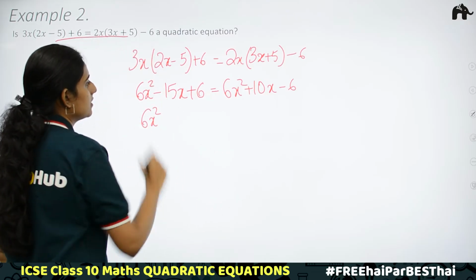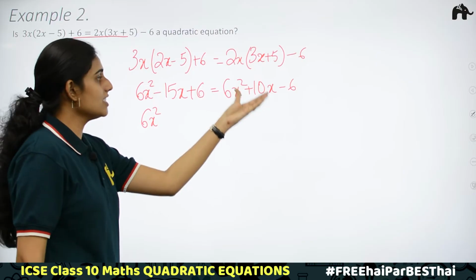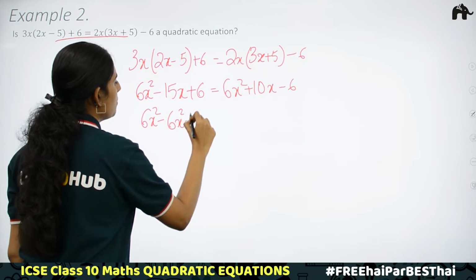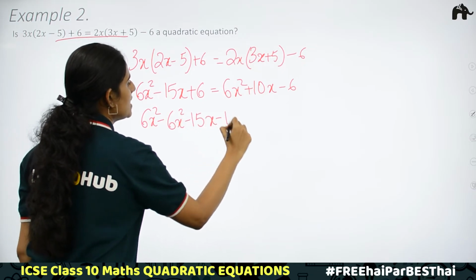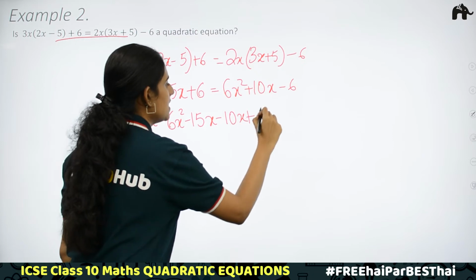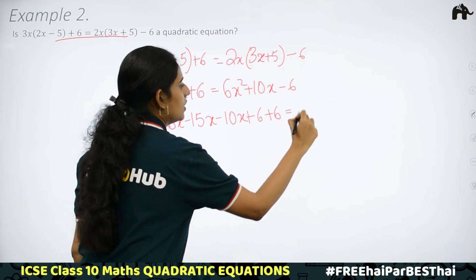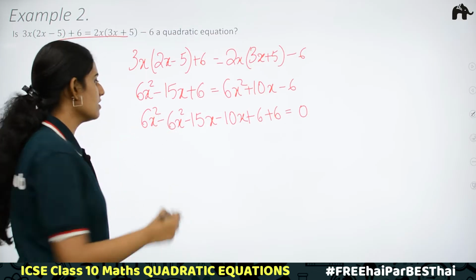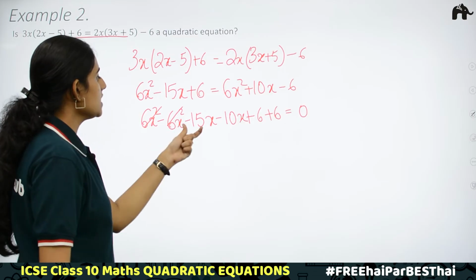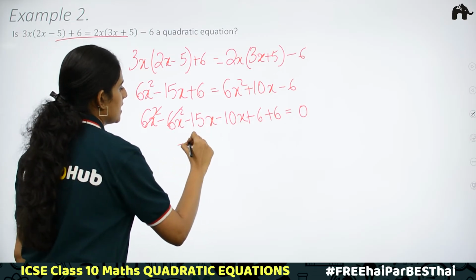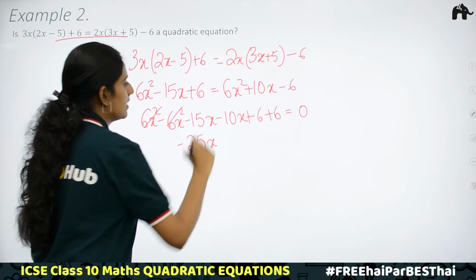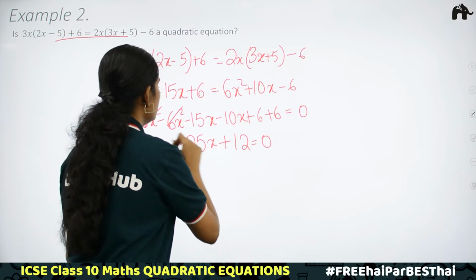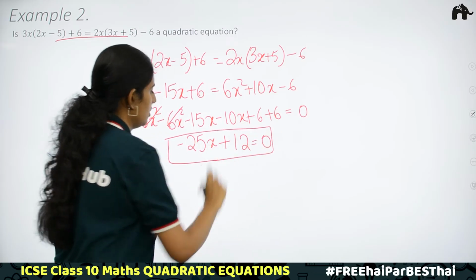Shifting all the terms on the RHS to the LHS: 6x square minus 6x square minus 15x minus 10x plus 6 plus 6 is equal to 0. Okay? 6x square minus 6x square gets cancelled. Minus 15x minus 10x, that is minus 25x. Then plus 12 is equal to 0. This is our final expression.